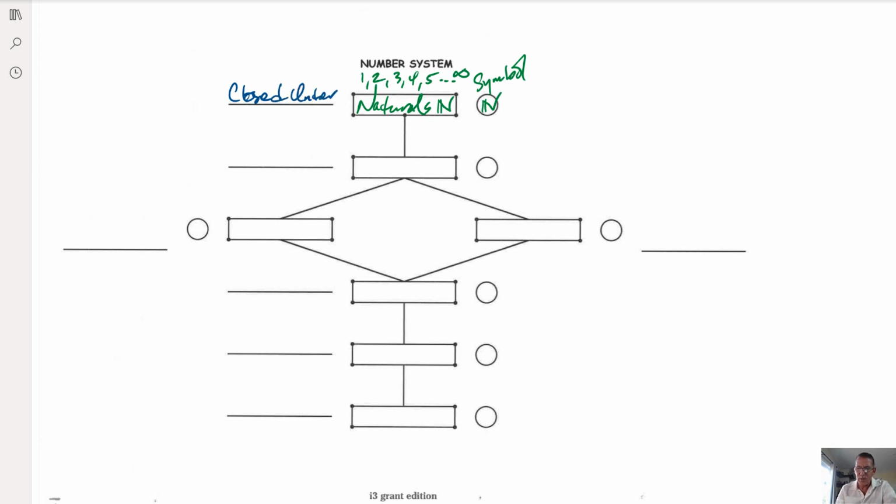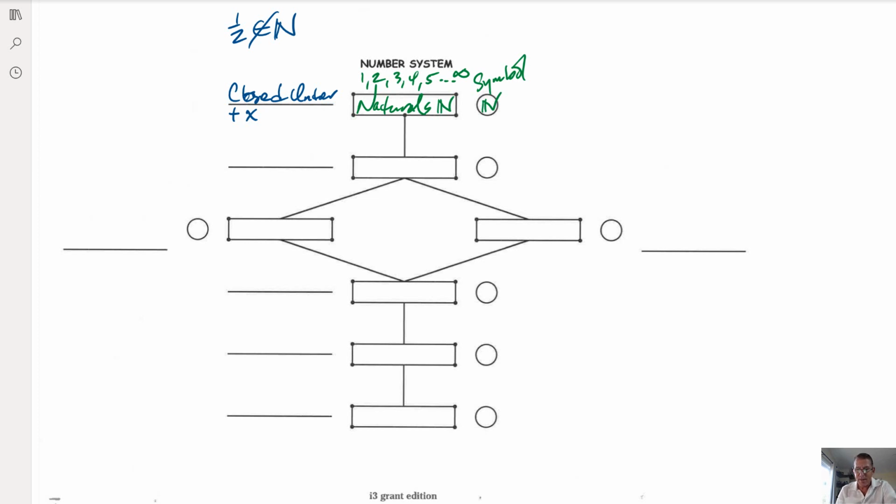If you add a natural to a natural, you're going to get a natural. We talked about that. 1 plus 5 is 6, that's natural. 2 plus 10 is 12, and that's natural. So it's closed under addition. It's also closed under multiplication. 2 times 4 is 8, that's natural. 5 times 4 is 20, that's natural. So it's closed under multiplication. It's not closed under division, because 1 divided by 2 is 1/2, and that is not a member of the set. So go ahead and slash that. It is not closed under division.